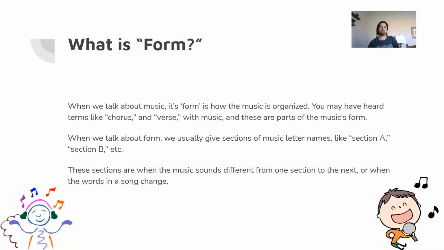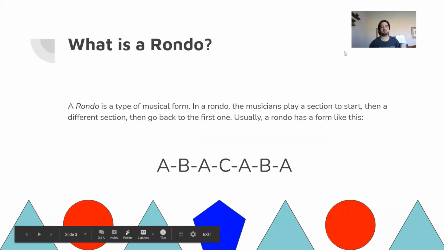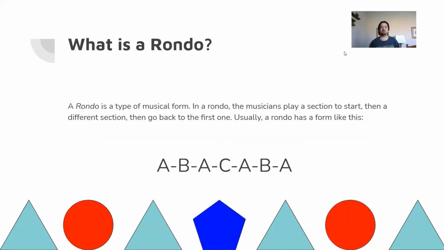When we talk about form, we usually give sections of music letter names like section A and section B, etc. These sections are when the music sounds different from one section to the next, or when the words in a song change. Now, we talked about this a little bit before when we learned about a different type of form, but we're going to learn about this form called rondo. Now, what is a rondo? Well, a rondo is a type of musical form.